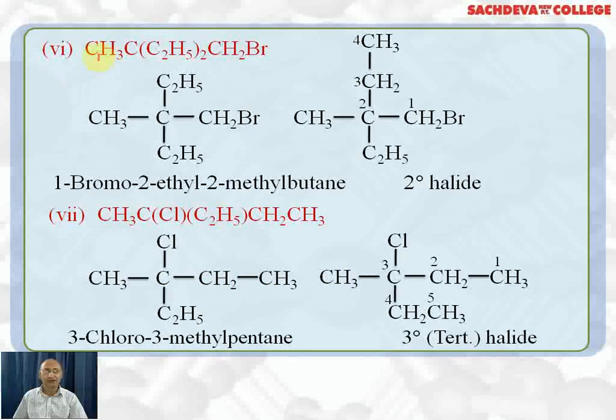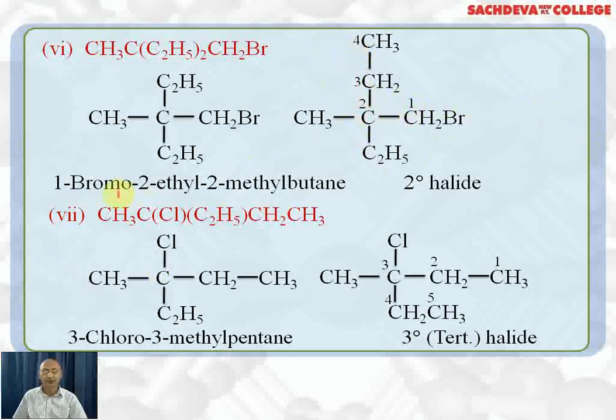Next compound, this CH3 is as it is. This carbon is attached to 2 ethyl groups, so we have attached 2 ethyl groups, CH2Br. Here also it will be difficult to name, so we are expanding this C2H5 as CH2CH3. Now start counting from this carbon which is attached to Br. This is first carbon, second carbon, third, fourth.